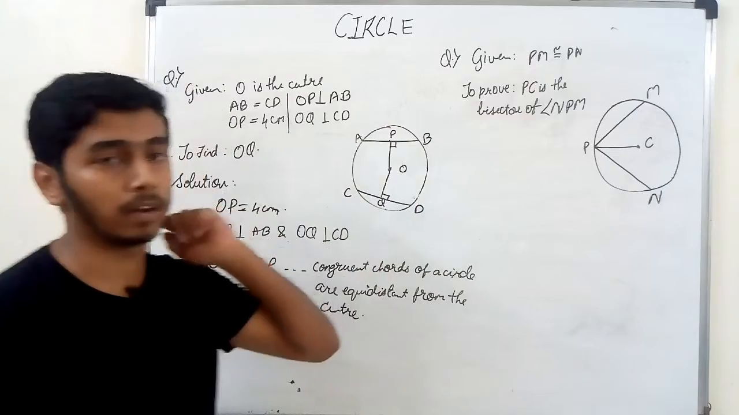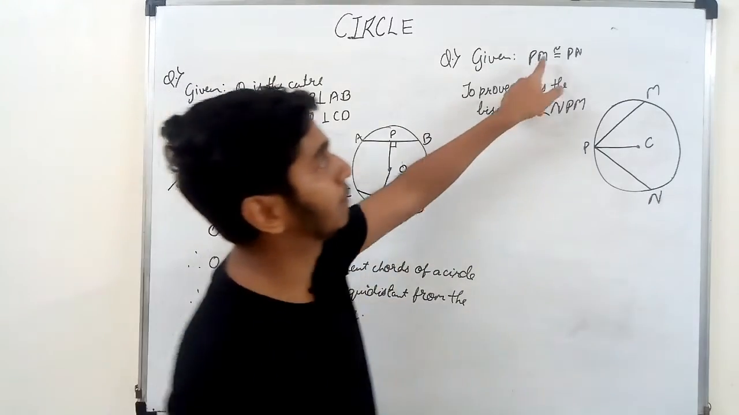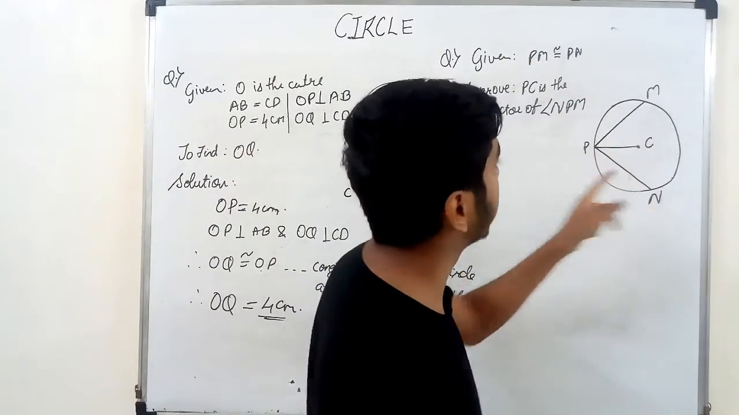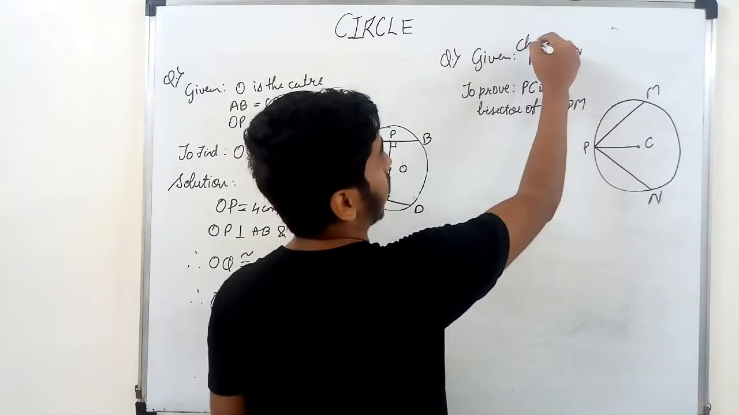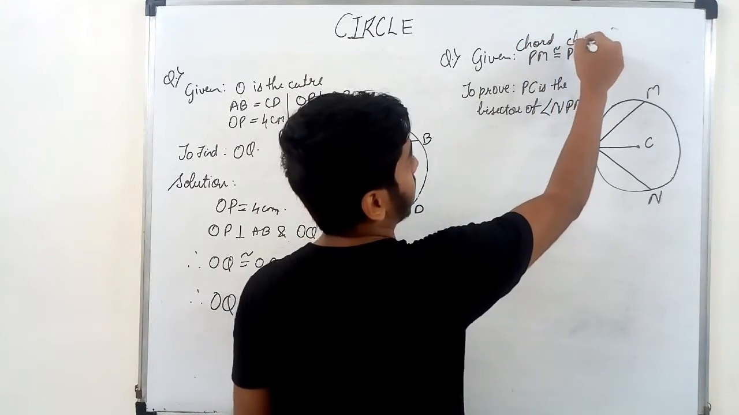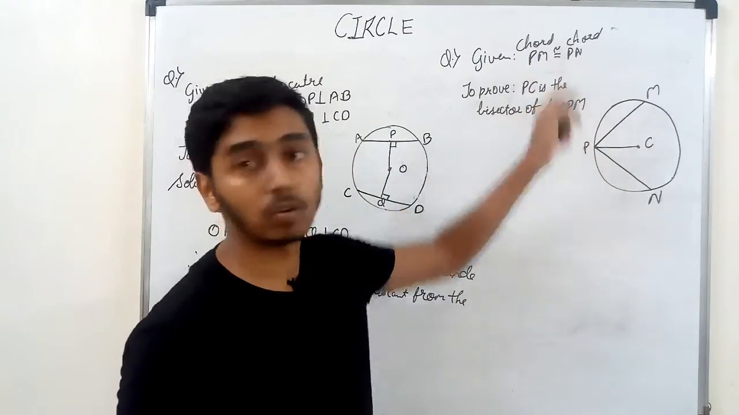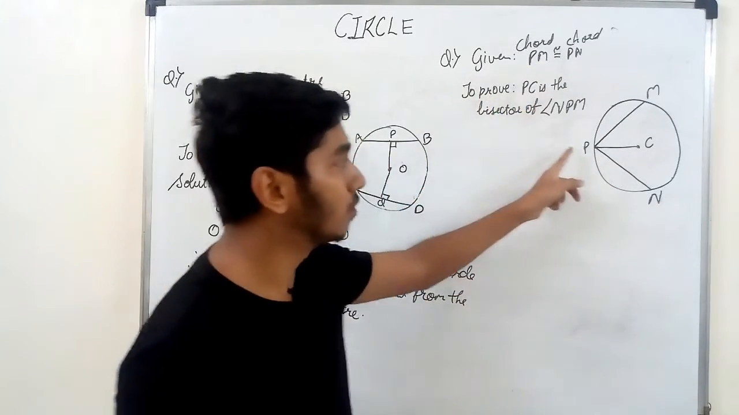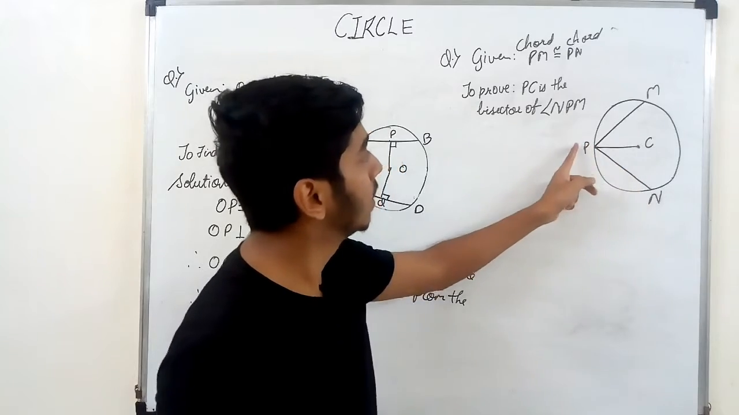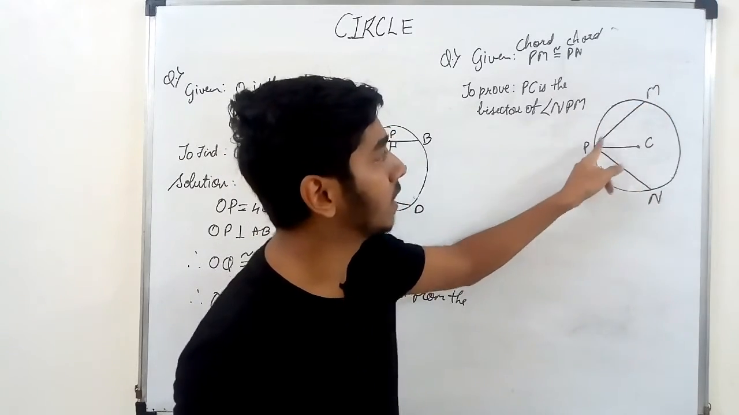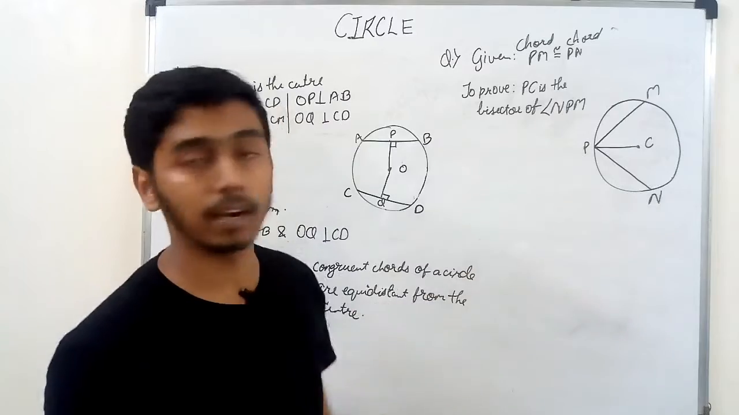Let's see the second one now. It says chord PM and chord PN are both congruent. It is given to us. We have to prove that PC is the bisector of angle NPM. So I have drawn the diagram.